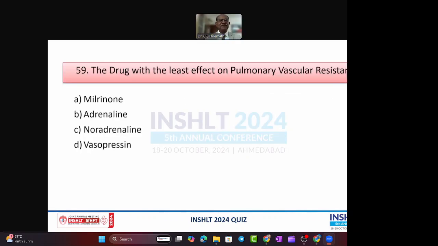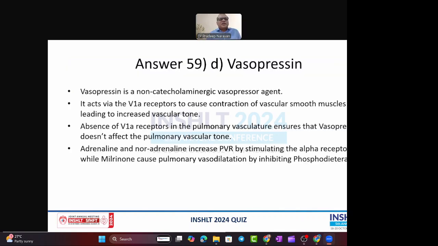Next slide, please. The drug with the least effect on pulmonary vascular resistance is? So the answer here is obviously vasopressin. The reason being, vasopressin works through V1A receptors, which are not found on the pulmonary veins. All the others, as we know, adrenaline and noradrenaline, work through alpha receptors, which are found in both places. And milrinone works through the phosphodiesterase 3 enzyme. So vasopressin does not affect it so much because its receptor is not present in the pulmonary veins. Next slide, please.